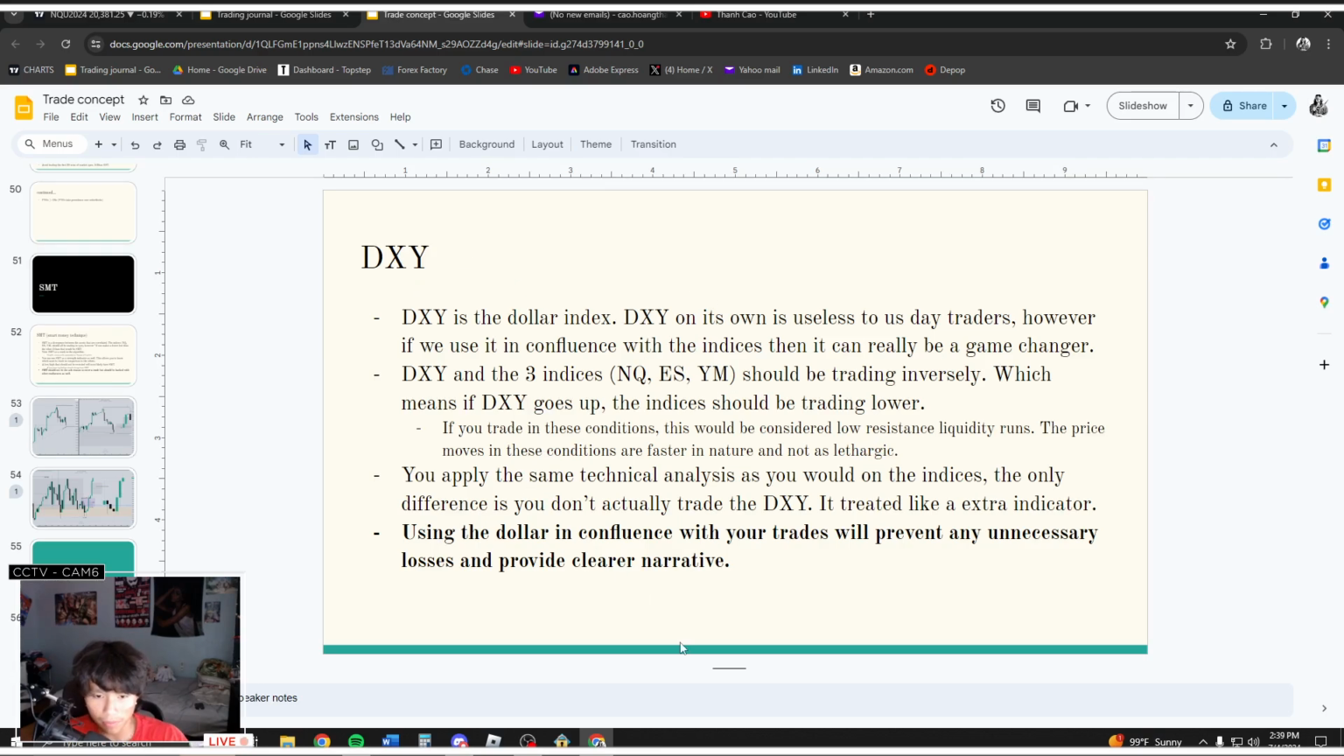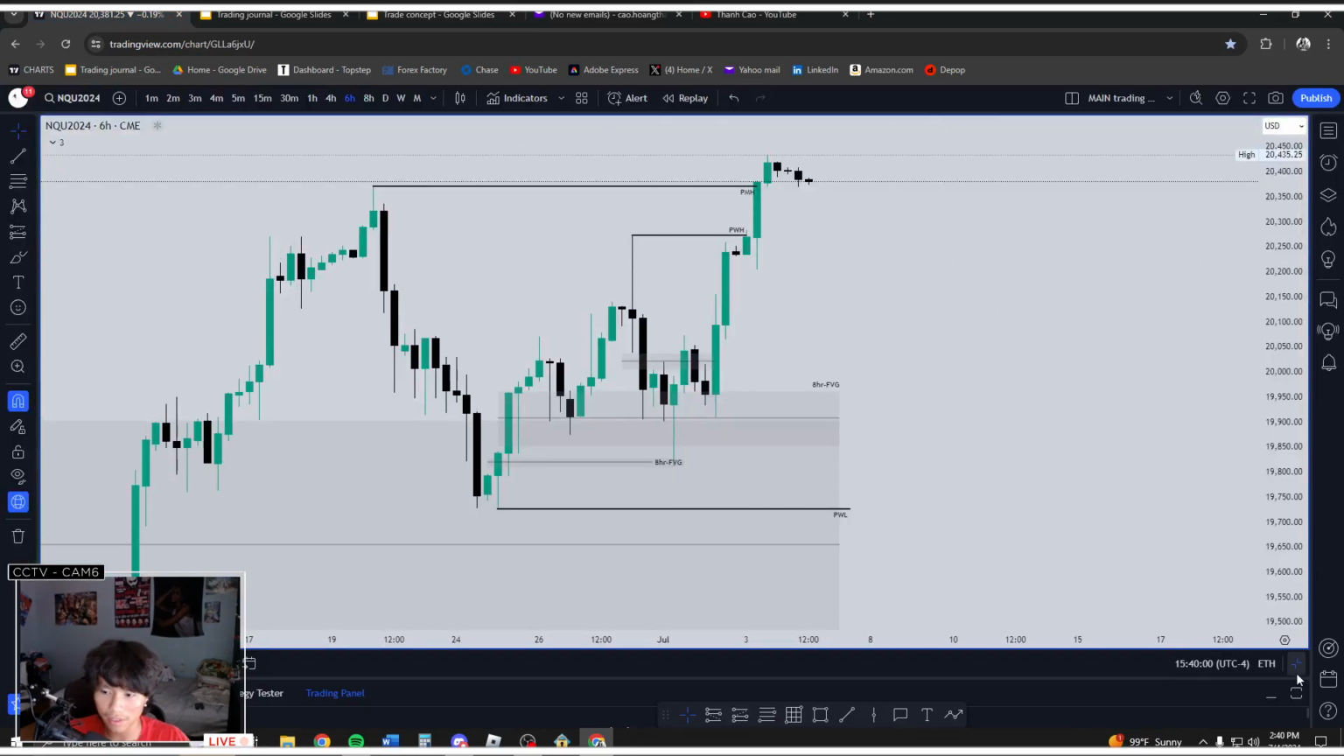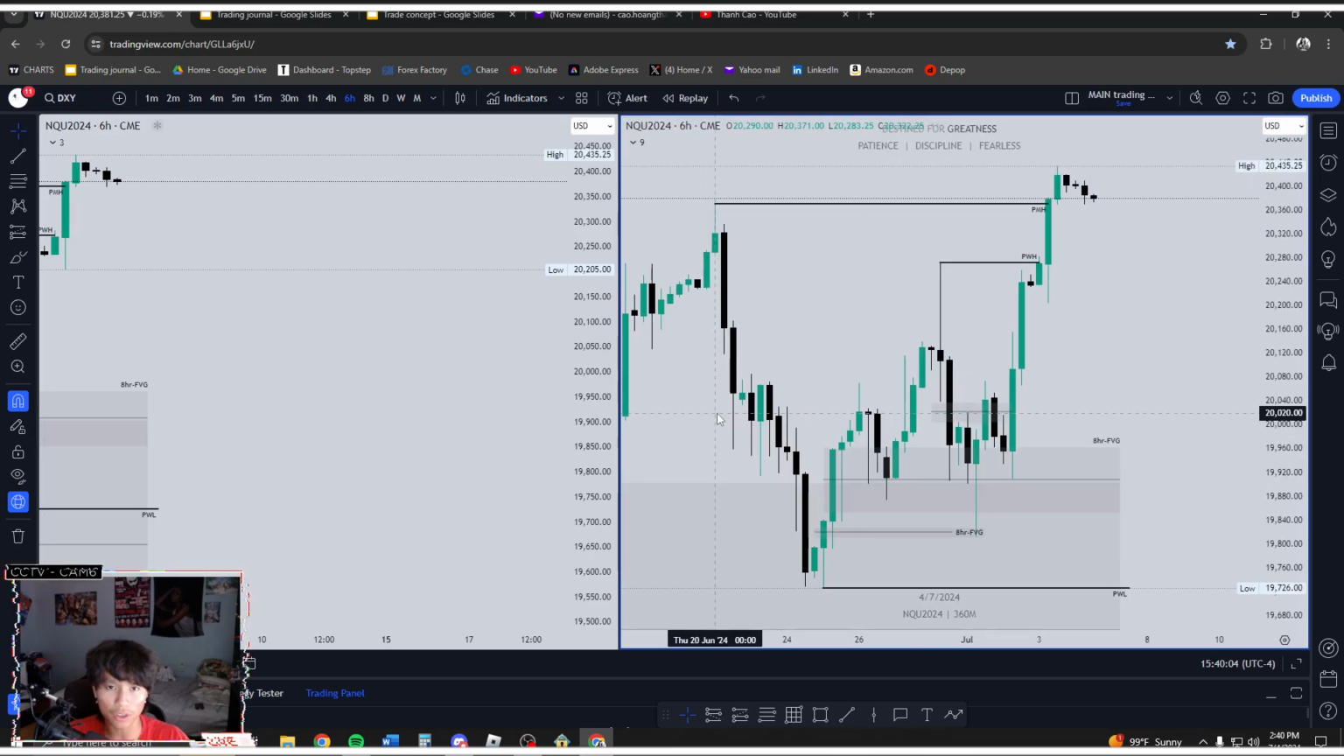You apply the same technical analysis as you would on the indices to the dollar. The only difference is that you don't actually trade the Dixie, like I said before. It is treated like an extra indicator. Using the dollar in confluence with your trades will prevent any unnecessary losses and provide a clearer narrative. I don't have any examples of the dollar compared to the indices, but here I will show you my dollar chart.